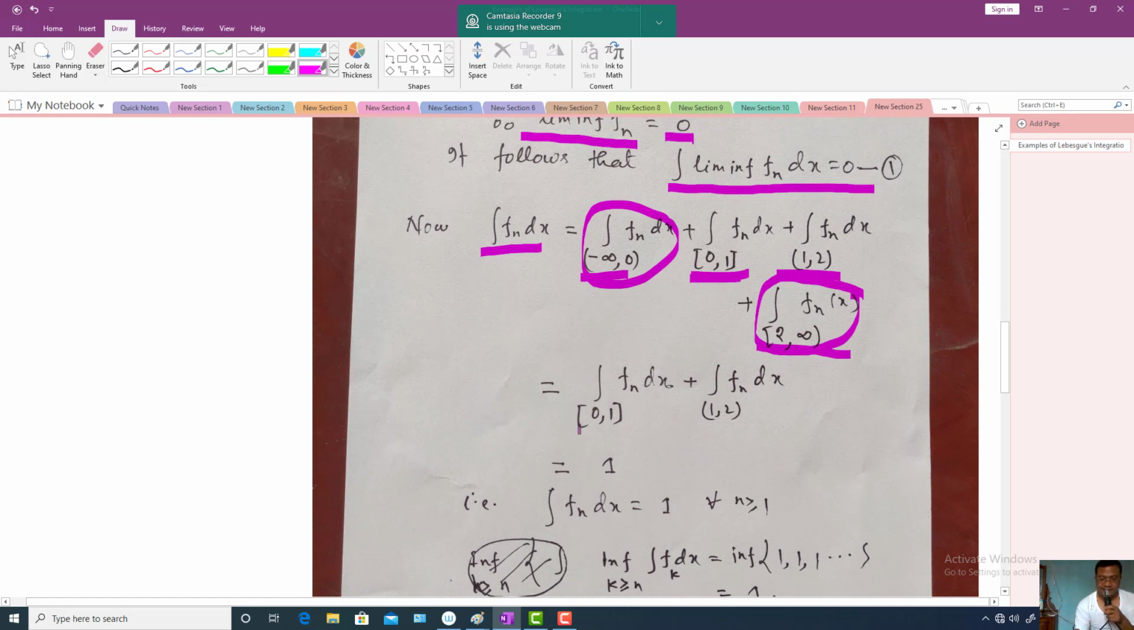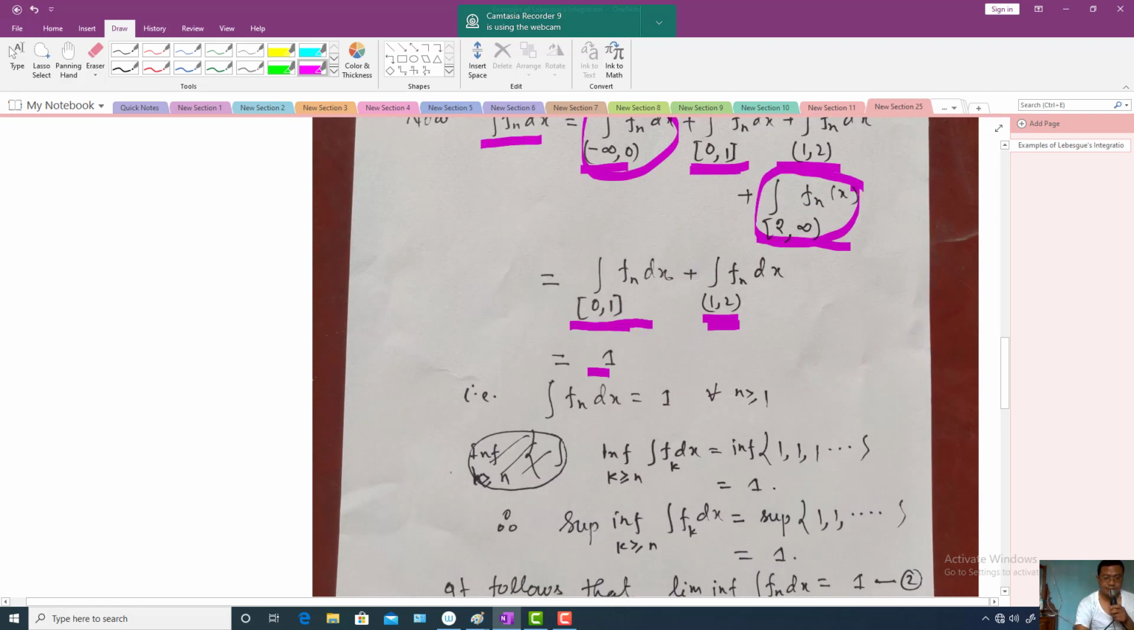So that means if x is a member of [0,1], then this part is equal to 1, the integration of this part is equal to 1. But because this is a characteristic function, if x is a member of (1,2), then this part is 1. So when it is 1, this will be 0. That you understand according to the definition of the characteristic function. So the only possible value of this is 1. So the integral of fn dx is equal to 1.